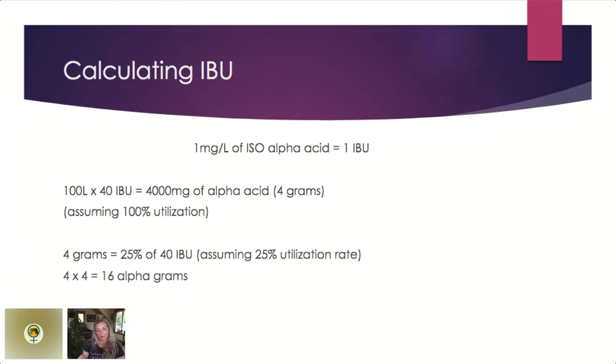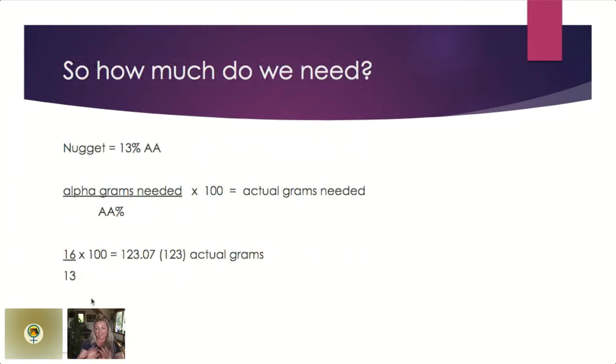So 4 times 4 is 16. Now we know that we need 16 alpha grams, not actual grams, 16 alpha grams of hop to get to that 40-42 IBU target mark. And we are going to be using Nugget hops for this from Barth Haas, which are about 13%. I grabbed a few actual ingredient percentages from websites. So always check your alphas and the year because they do change. And here we are on the next slide. So the alpha grams needed divided by the alpha acid percentage of that hop times 100 is going to give you your actual grams.